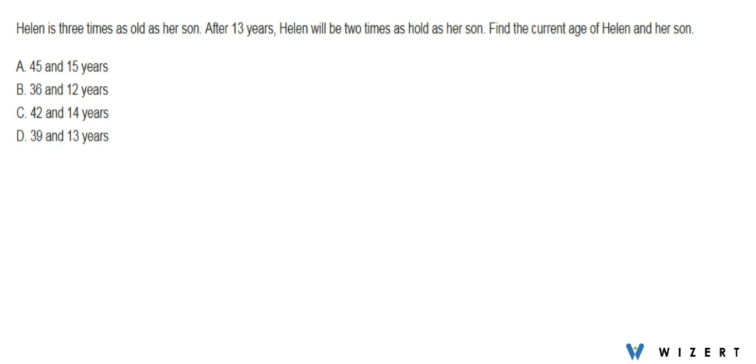Helen is 3 times as old as her son. After 13 years, Helen will be 2 times as old as her son. So we have to find the current age of Helen and her son.